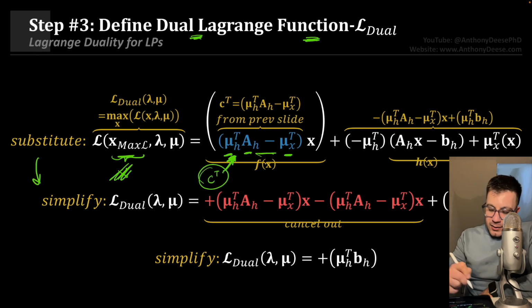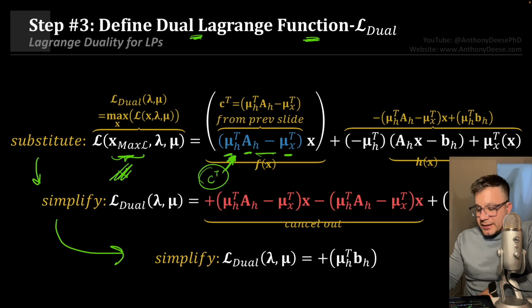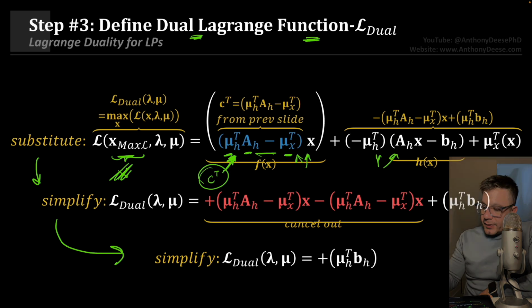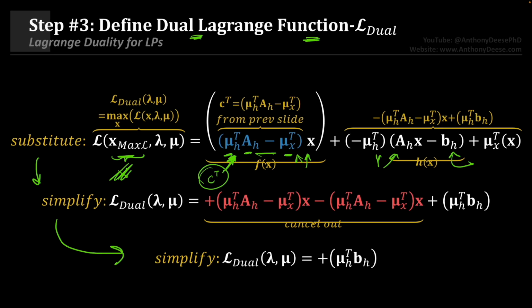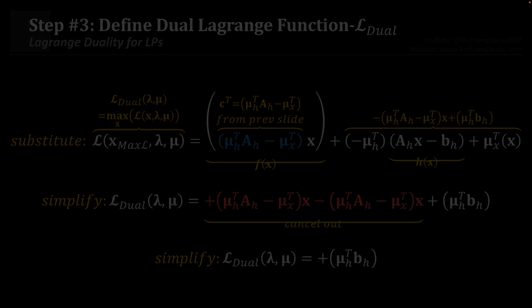Now going from here to here and then here to here, all we're doing is simplifying this equation. You can see we multiply the product of these two together, the product of these two together, and we separate out b sub h. I'm not going to go into all the algebra. If you're interested, you can take a look yourself. But what we end up with is two terms, this term and this term, which cancel one another out. And we're left with only the final part of this equation, which is mu sub h transpose times b sub h. And this is our dual Lagrange function.